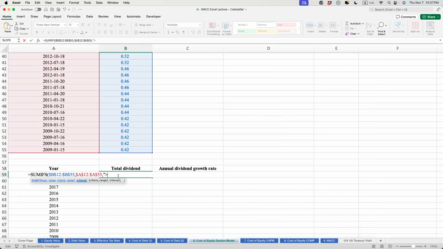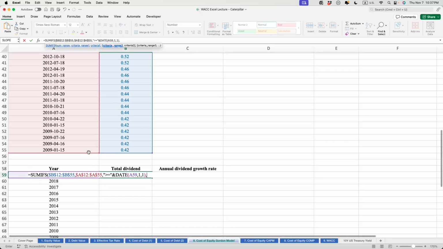So let's use a double quotation, greater or equal to, and use this ampersand sign there. And let's give a date function. So the date function has three inputs: year, month, day. So year is gonna be this cell, the A59, whatever the year number you set up for this row, okay? So that will be A59 and comma, January 1st. So 1, 1 there, close the parenthesis. You got this first criteria done. And comma, the second criteria range, same idea.